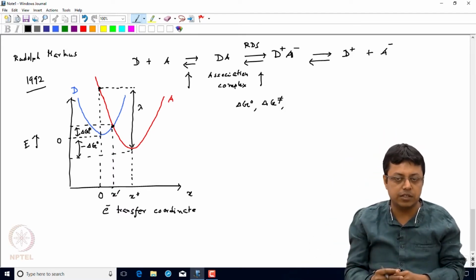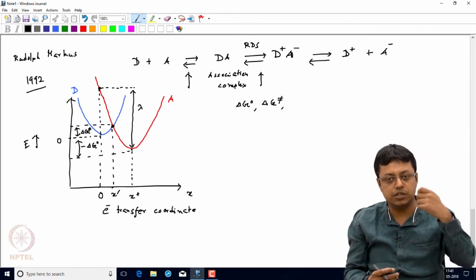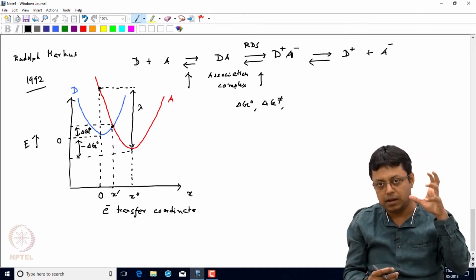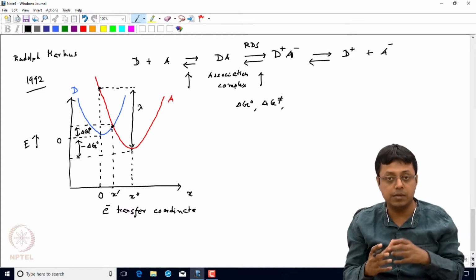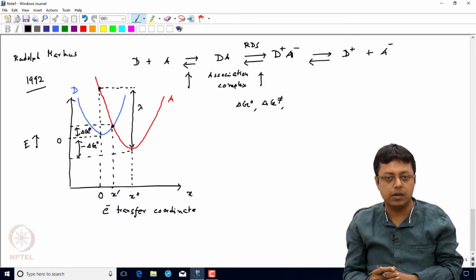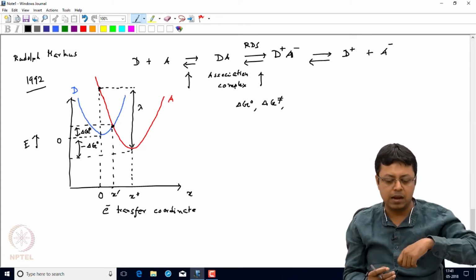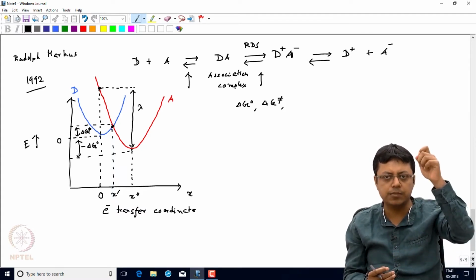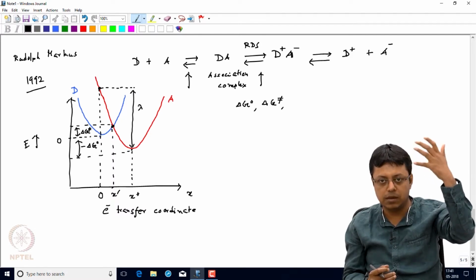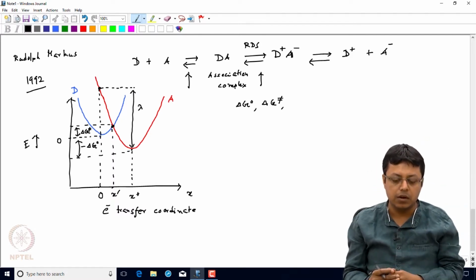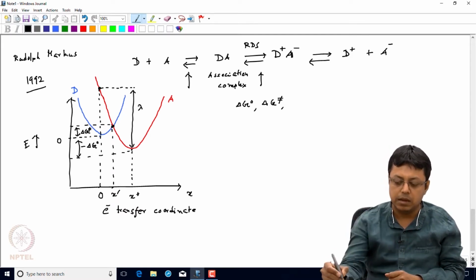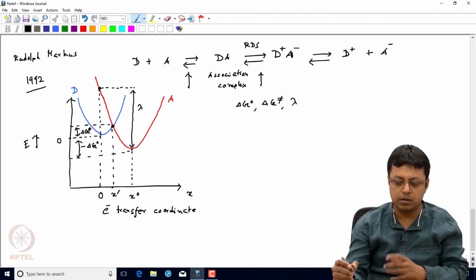And initially there was a lot of discussion. People were thinking about how this reorganization energy takes part in these electron transfer rates. And people thought that if I vertically excite the donor and reach the acceptor curve, then electron transfer will take place. But this is not true, because we'll see that most of the electron transfer reactions are thermally activated, not electronically activated. But we'll still see that this reorganization energy, or lambda, takes part in the dynamics.